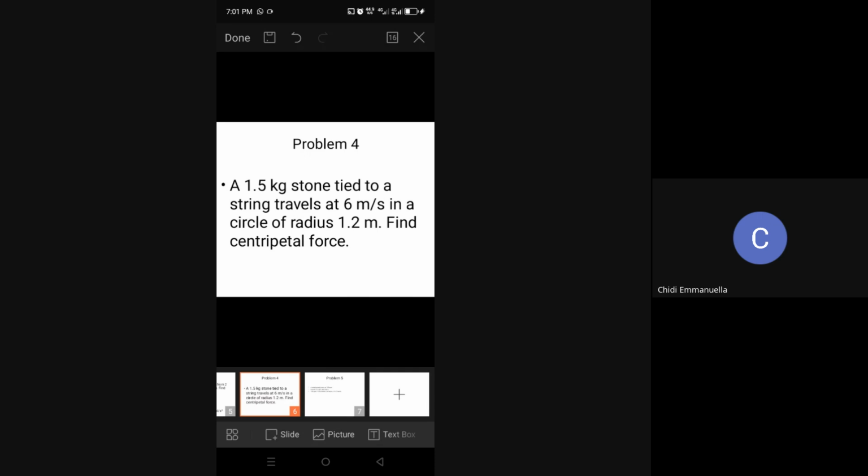I used centripetal force is equal to mv square over r.